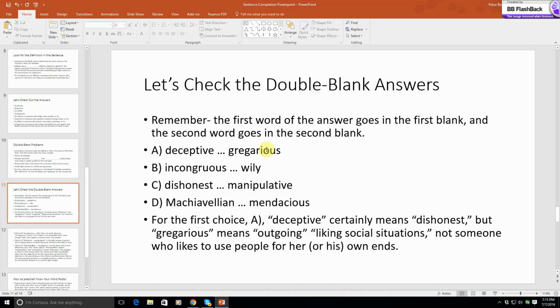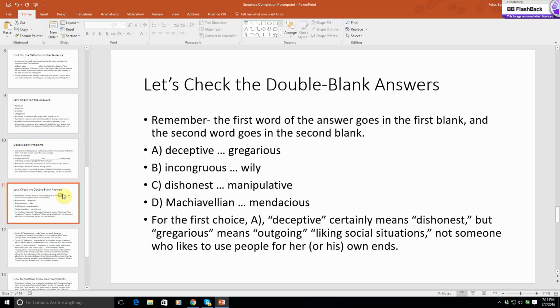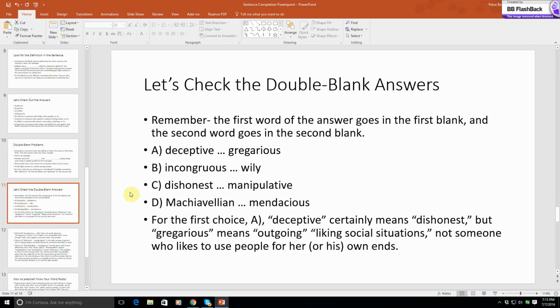The third one, dishonest. Well, okay, if Marilyn was both lying, okay, and trying to exploit people for her own gain, then the first one, yeah, okay, yeah, dishonest would fit there. And then always exploiting people for her own gain or trying to exploit people for her own gain. Oh yeah, that's manipulative, that's for sure. Manipulative, literally you're handling somebody. You know, your manos are your hands in Spanish.